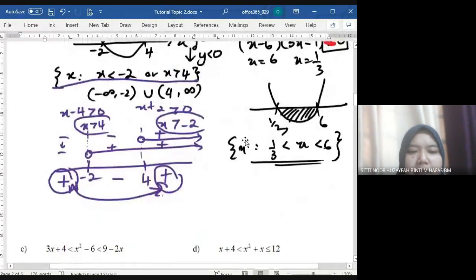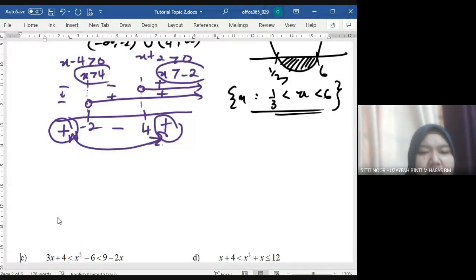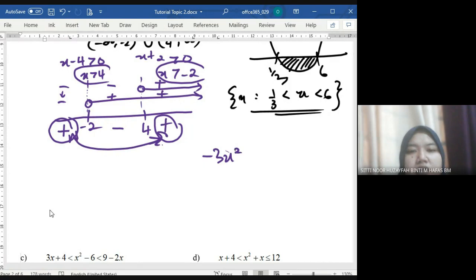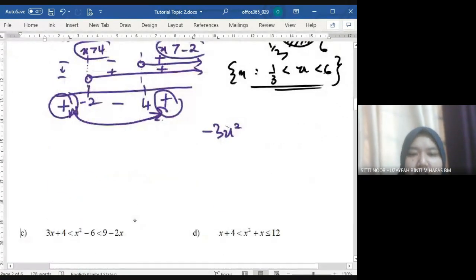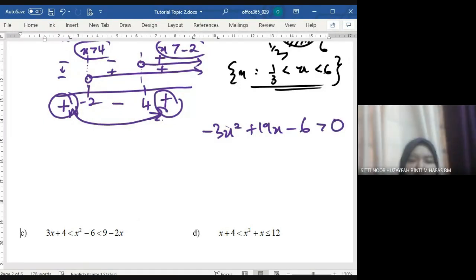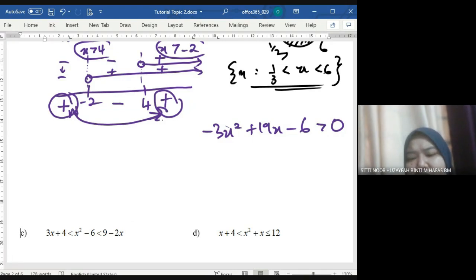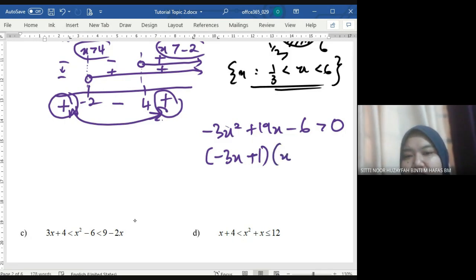Okay, saya mungkin tak nampak jelas lagi yang pasal negatif. Kenapa dia negatif pula? Kalau saya factorize sama je. So negatif 3x kuasa 2 tambah 19x tolak 6 lebih besar daripada kosong. Okay, ada yang tak faham kenapa pula ada negatif. Apa masalah dia? Okay, bila you factorize, apa yang you dapat sebenarnya adalah tolak 3x tolak 1, tambah 1, satu lagi barulah x tolak 6 more than 0.